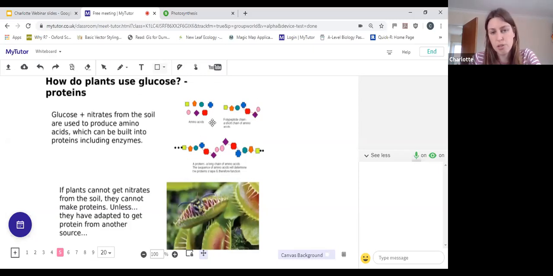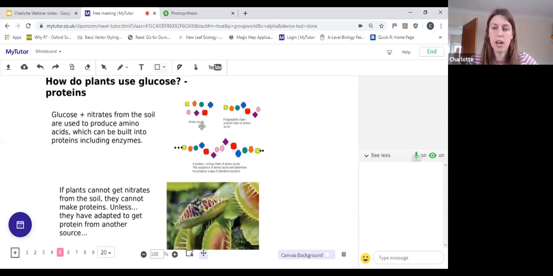You get lots of different types of amino acid, and they can join together to form what would be called a polypeptide chain, which is a chain of amino acids, and they form proteins. So proteins are long chains of amino acids. And the particular sequence of amino acids determines the protein's shape and therefore function. So remember, for proteins, shape is everything, particularly for enzymes.